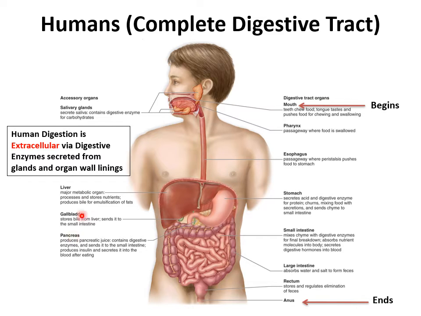Okay, and you will notice that I make the point here that human digestion is extracellular via digestive enzymes secreted from glands and organ wall linings. And a lot of those digestive enzymes come from these accessory organs over here. Okay, so some of these guys also produce digestive enzymes, such as you'll see in the stomach. But I put it on this side so you can associate the accessory organs with this as well. Now we're going to go step by step.